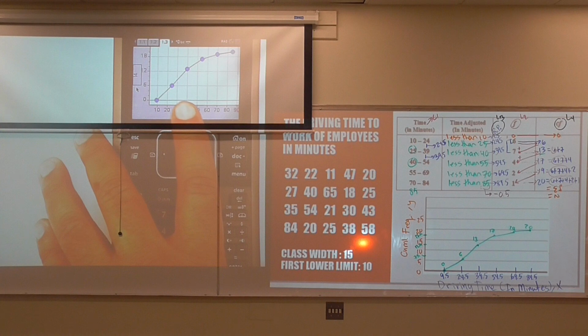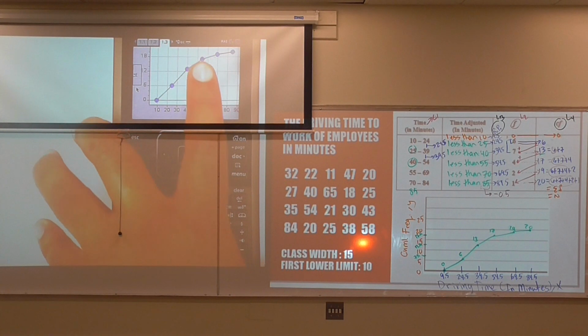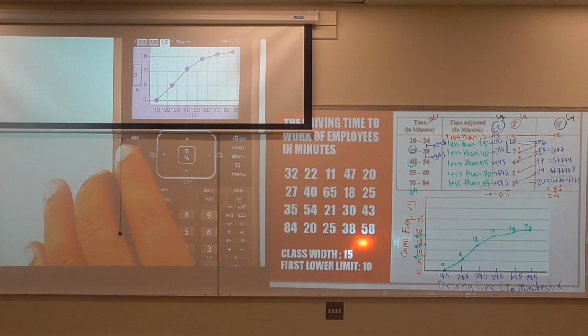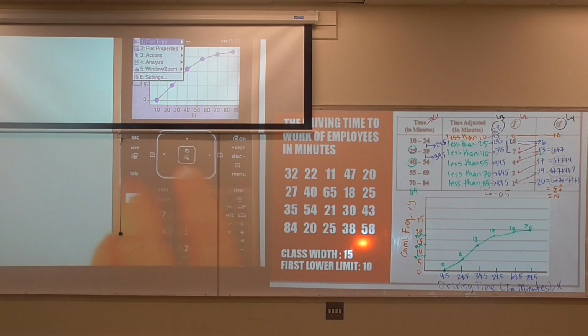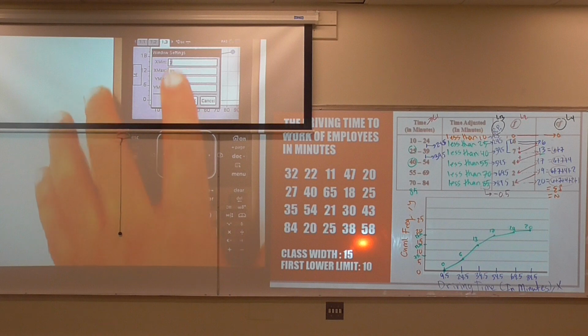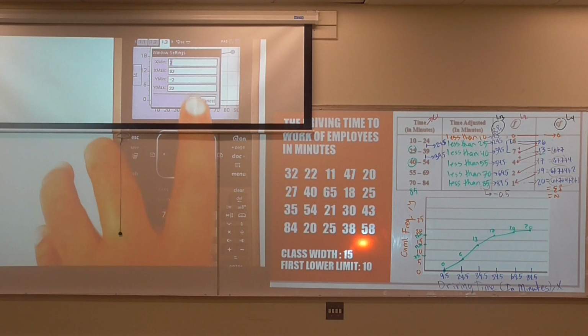If I need to rescale it to keep consistent with the other ones, so we can see if it's consistent with the polygons and histograms, once again, that's menu. I go to window, window settings, and I just adjust it appropriately. So over here, the min. Now this is what I like right here. I wish I could control the scale to be what I want, not what the calculator chooses.